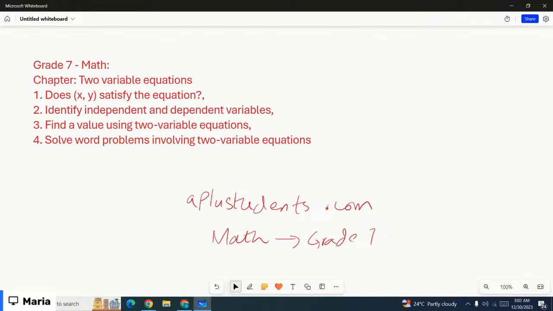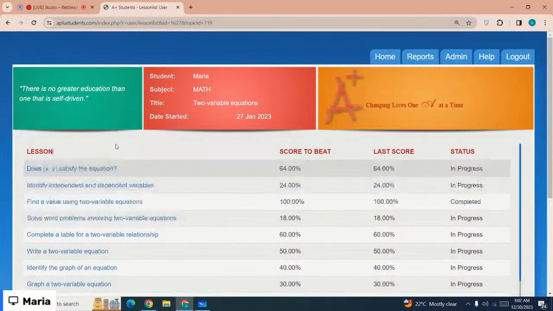So please make sure you have your notebook and pencil so that you can note down the important examples and definitions as well. Let's start with the lesson, two variable equations. I am on grade 7 math. The chapter we're working on is two variable equations. Let's start with the lesson, that is, does xy satisfy the equation?